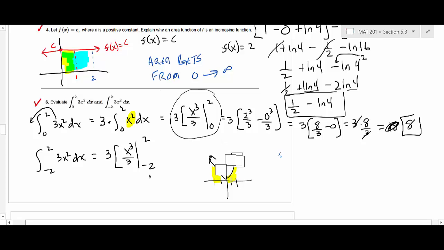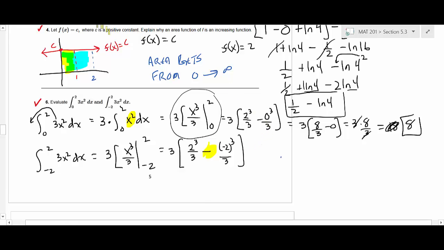The graph will kind of open that up. So let's see if we don't indeed get 16. All right, so we would have 3. Now we're going to plug in the 2, so that's going to be 2 to the third over 3, and then minus -2 to the third over 3. Remember, when you're doing the fundamental theorem, that area function, you're always subtracting those results.